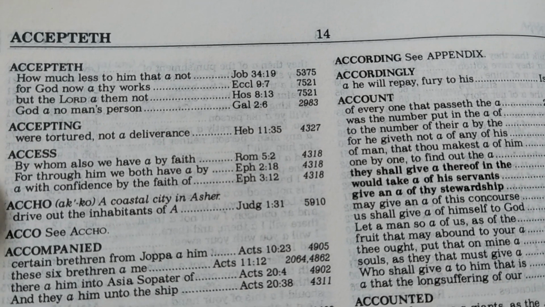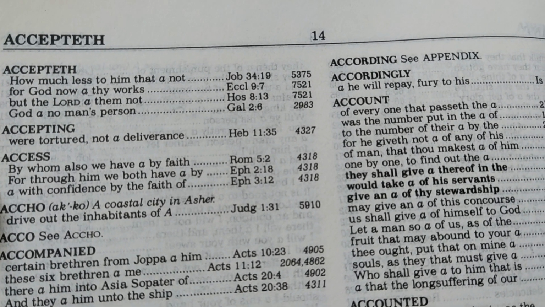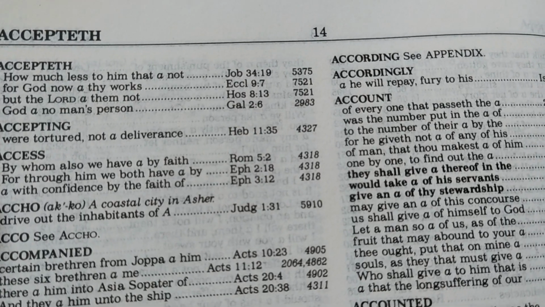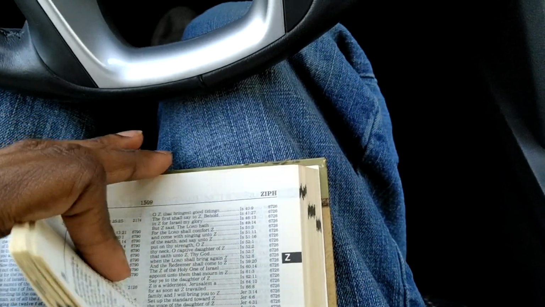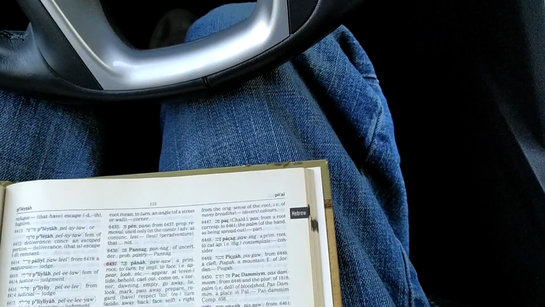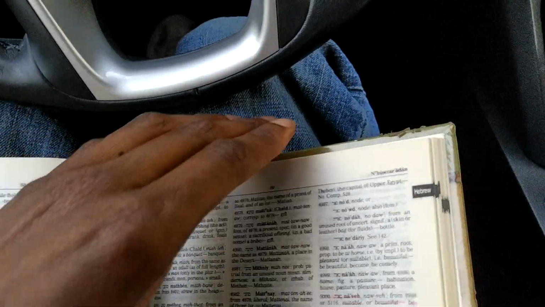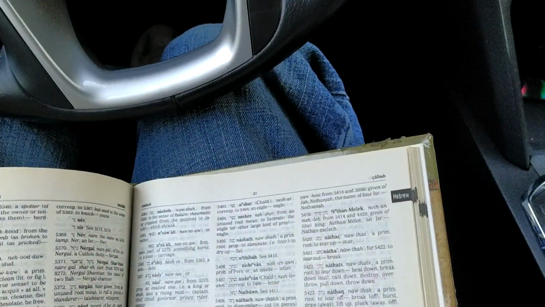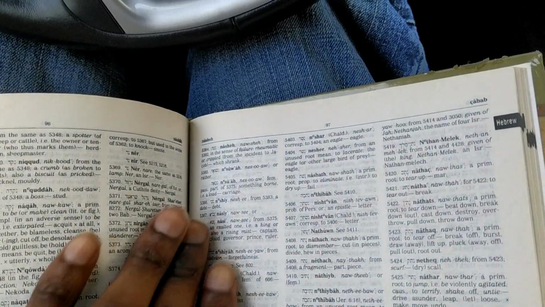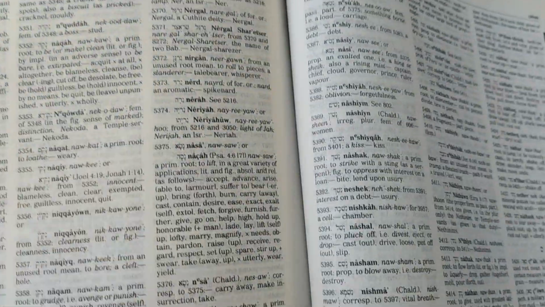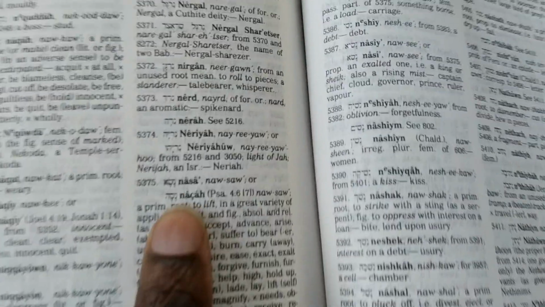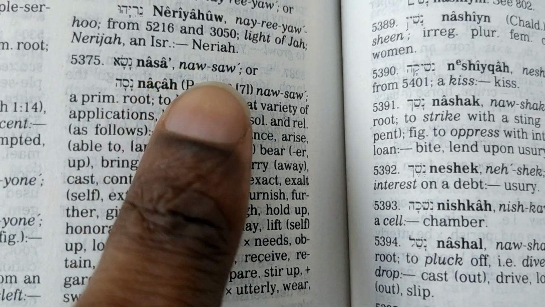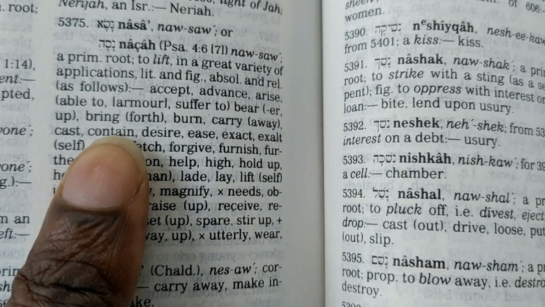So let's say we want to look at the Hebrew definition for the word, which says 5375. So we're going to go to the Hebrew Aramaic dictionary and go to 5375. If I remember correctly, let's see. 537... Oh, I thought it was Nasha. It is. Wow, interesting. Okay, they pronounce it Nasa, possibly according to the vowels.